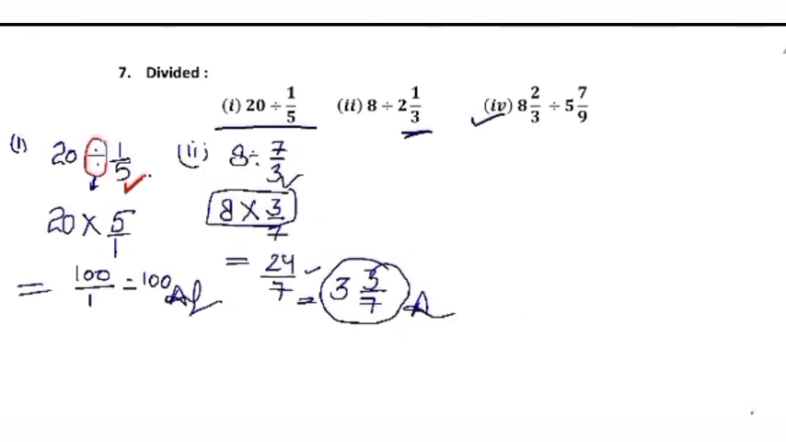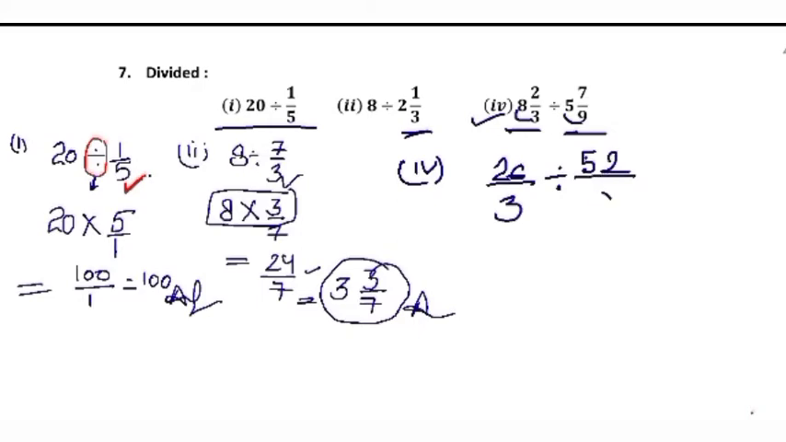Now let's do this fourth part. Fourth are in mixed fractions. So first step is to change them into improper fractions. 8 3s are 24 plus 2, 26 upon 3. Divided by 9 5s are 45. 45 plus 7 is 52. Now upon 9. First number will remain the same.